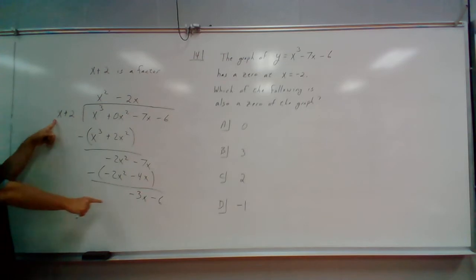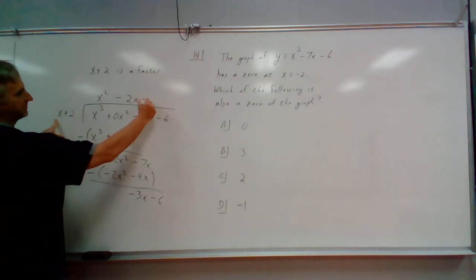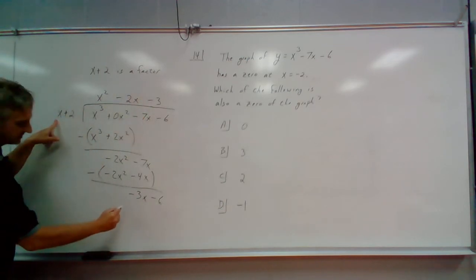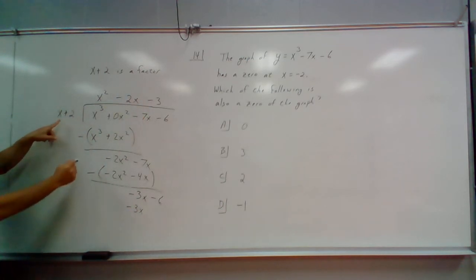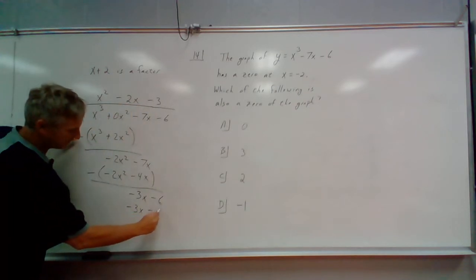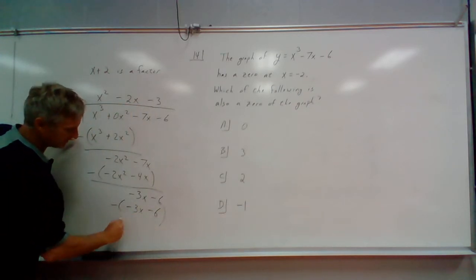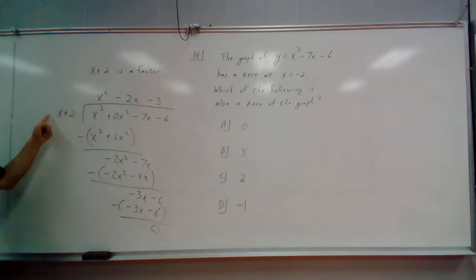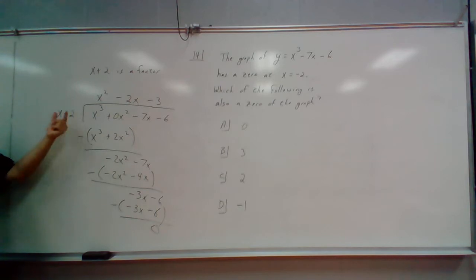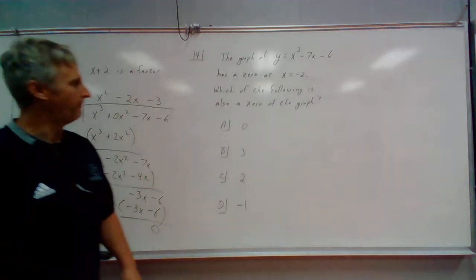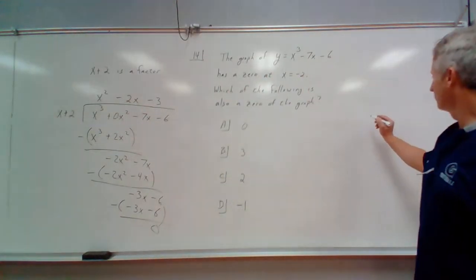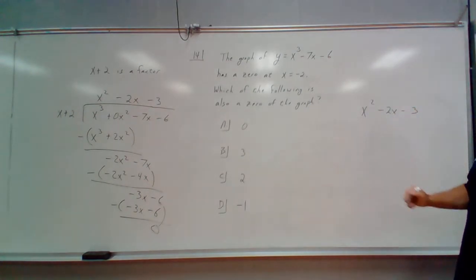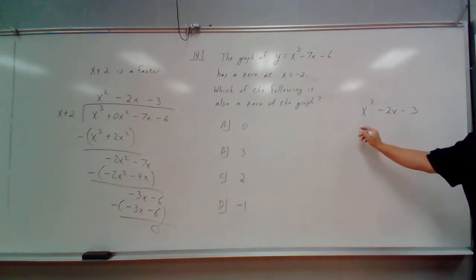All right, x into negative 3x will go minus 3 times. So minus 3 times x is minus 3x. Minus 3 times 2 is minus 6. Subtract. And I get a remainder of 0. So true enough, x plus 2 was a factor of that because it went into it evenly. So I have x squared minus 2x minus 3. I can factor that.